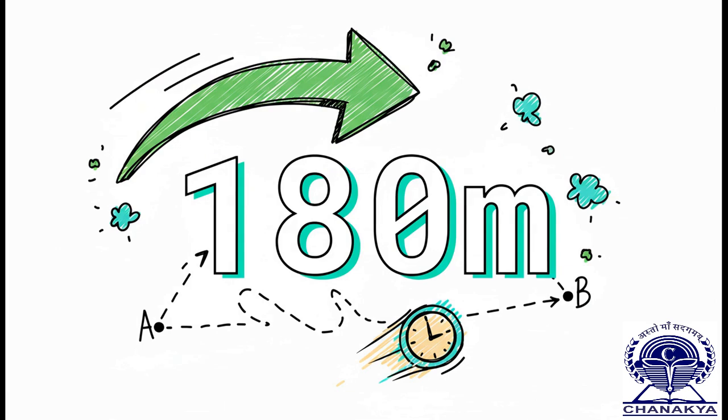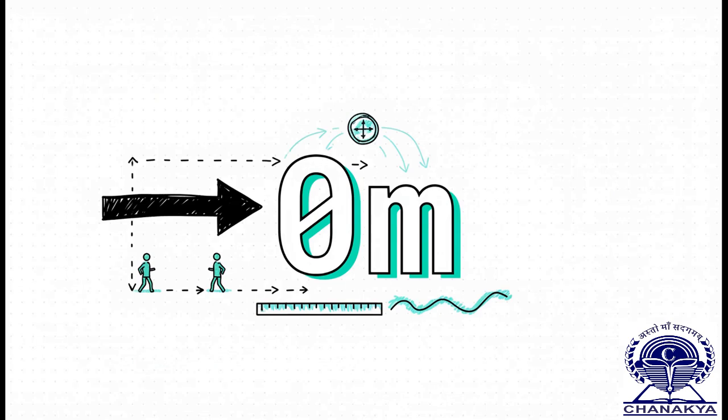Let's make this real. Imagine Usha is swimming in a pool that's 90 meters long. She swims from one end to the other and then turns around and swims all the way back. So, what's her total distance? Pretty easy, right? 90 meters there, 90 meters back, that's 180 meters. Okay, but what's her displacement?